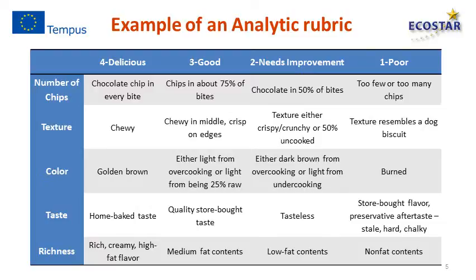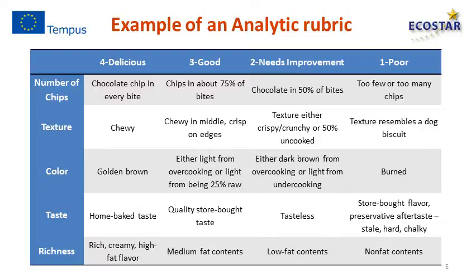I found this on the website. It is an example of how you rate chocolate chip cookies. Now, if you look on the left-hand column, you have the dimensions. There are 5 dimensions being rated here: the number of chocolate chips in each cookie, the texture of the cookie, the color of the cookie, the taste of the cookie, and the richness of the cookie.